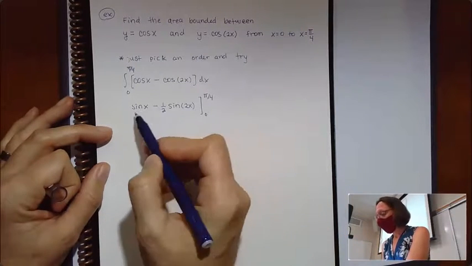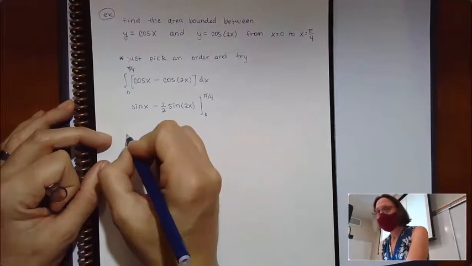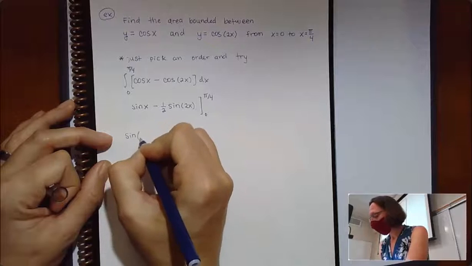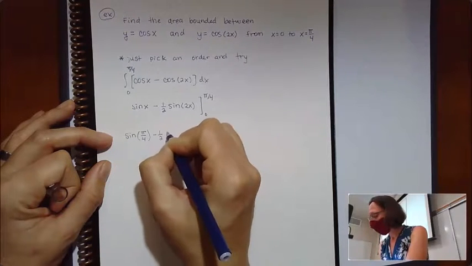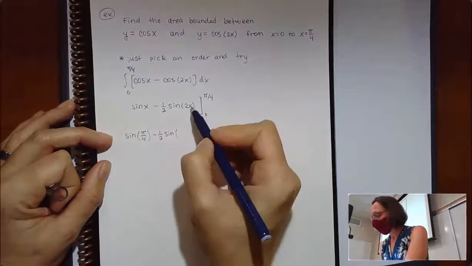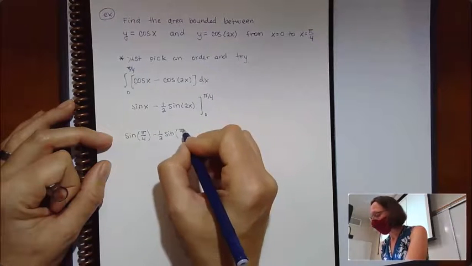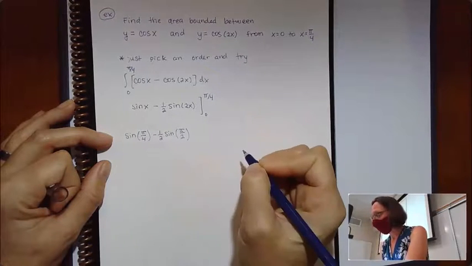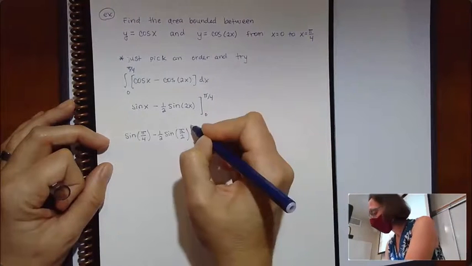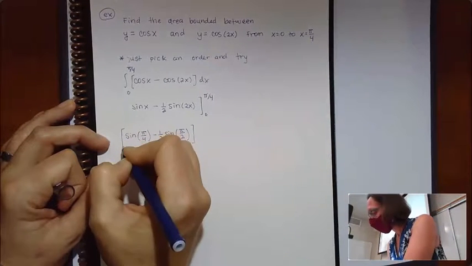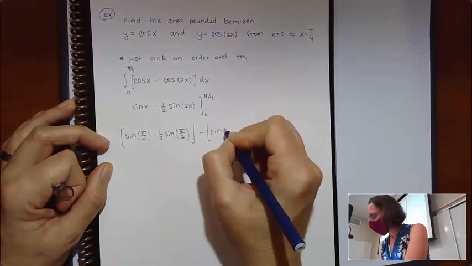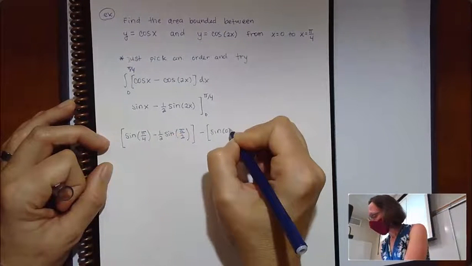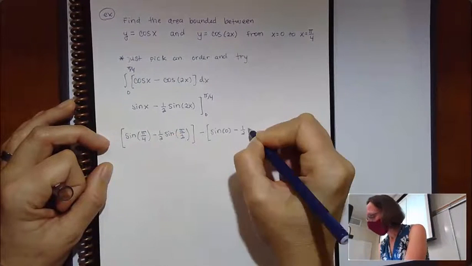Well, when I plug in pi over 4, I get sine of pi over 4 minus 1/2 sine of, and 2 times pi over 4 would make that pi over 2. So I'm going to have that whole thing minus sine of 0 minus 1/2 sine of 0.